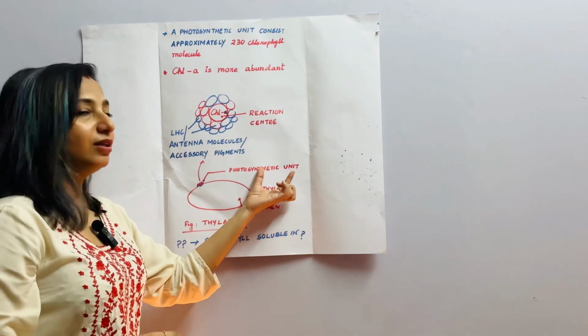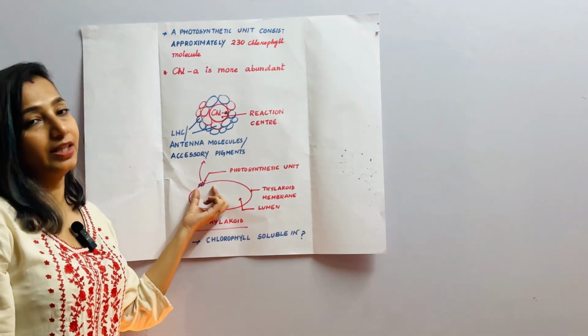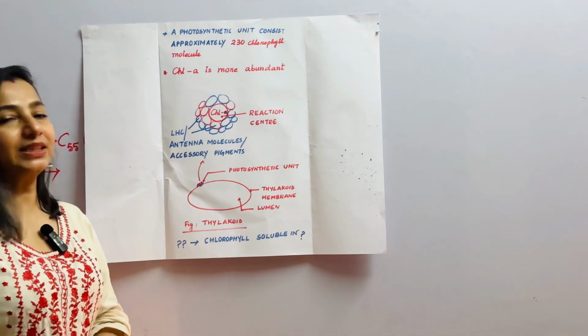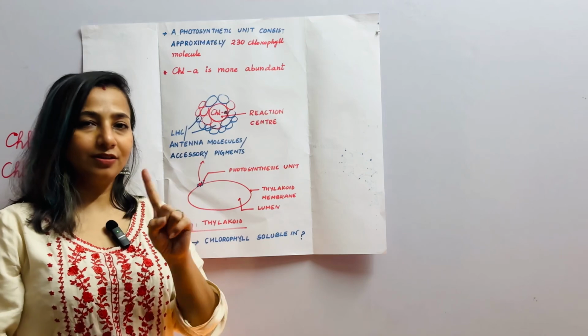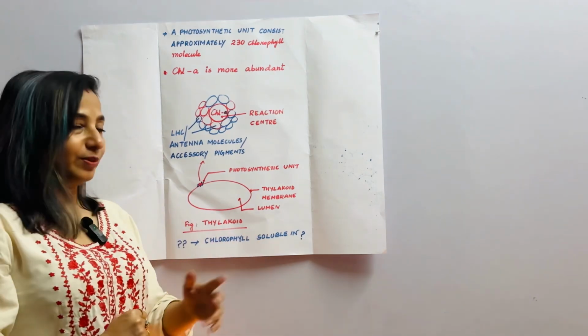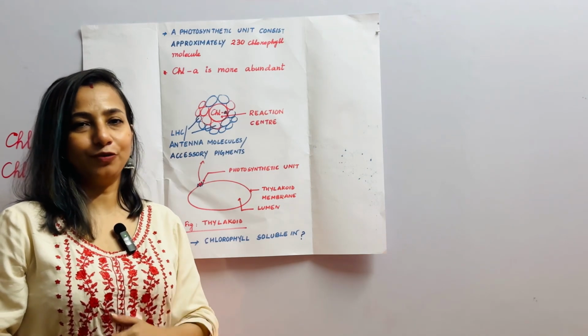Now this photosynthetic unit is present on the membrane of the thylakoid, clear, as a unit. So I hope this is clear up till now. Now another homework for you. Chlorophyll is soluble in what kind of solvents? Clear? So that's a homework for you.